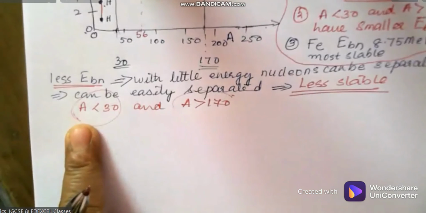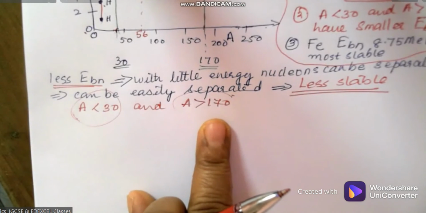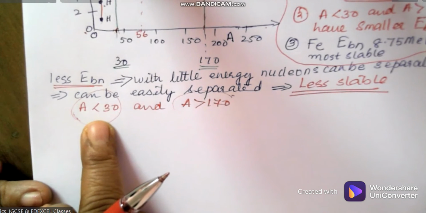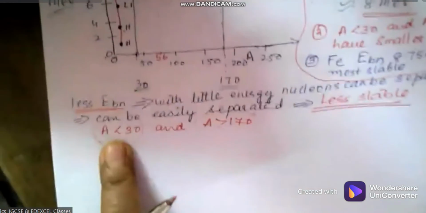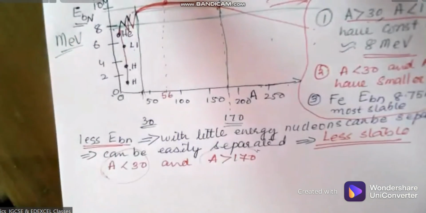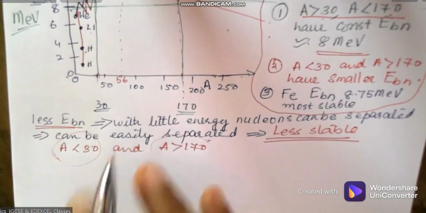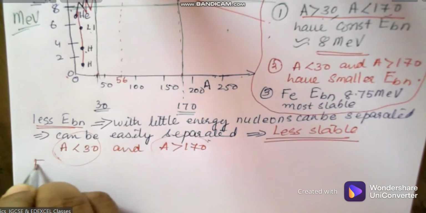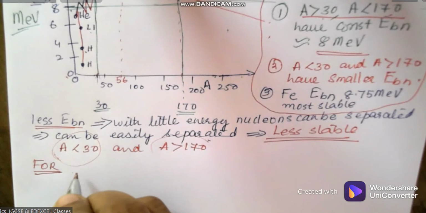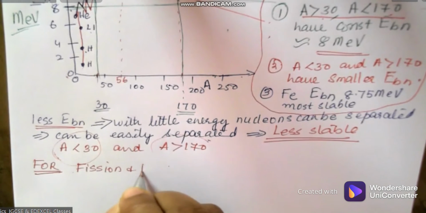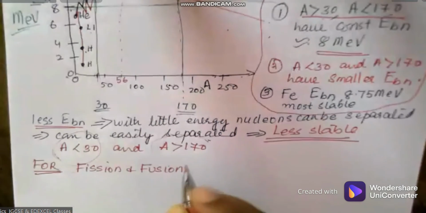Okay, so now I told you there are two groups, less than 30, more than 170. Okay, so that means if it is less than 30, you can do fusion. Let me put it in this way. Another important thumb rule for triggered nuclear processes, which are fission and fusion. This is the principle for fission and fusion. These are the triggered nuclear processes.